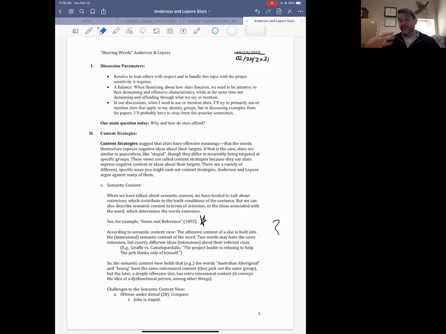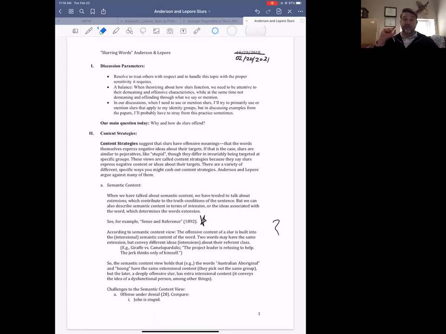So the basic idea behind the semantic view is that slurs function in this way. For any slur, there is a non-offensive counterpart that we can point to, proponents of this theory might point out. For a word like, and I will use a slur here, but it's a slur that is, I think, pretty atypical for us, it's used in the article.